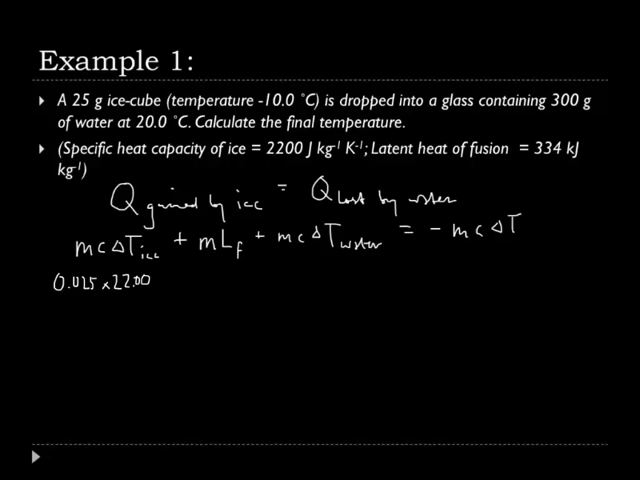That's not a decimal point, that's a mistake. Just fix this up. Which is 2,200 times the change in temperature of the ice, which is, well, it remains at ice until it gets to 0 degrees. And so that's going to be the final minus the initial. The final is 0 minus the initial, which is negative 10.